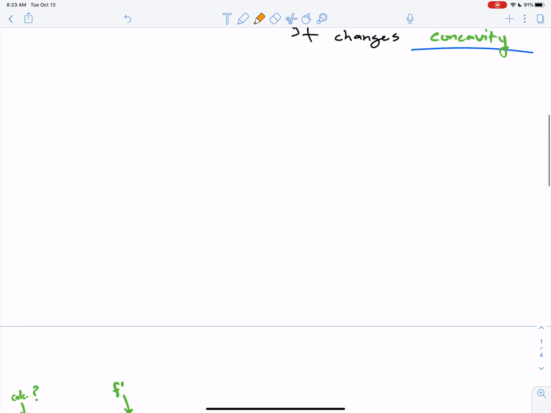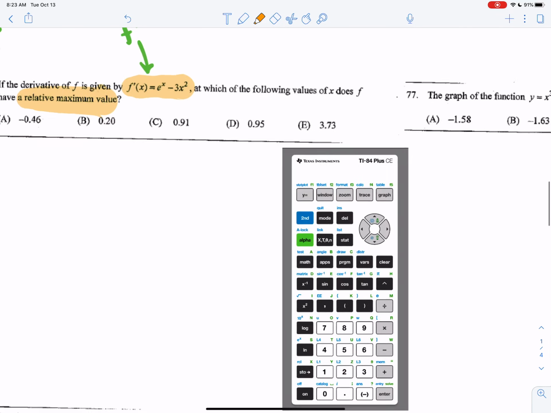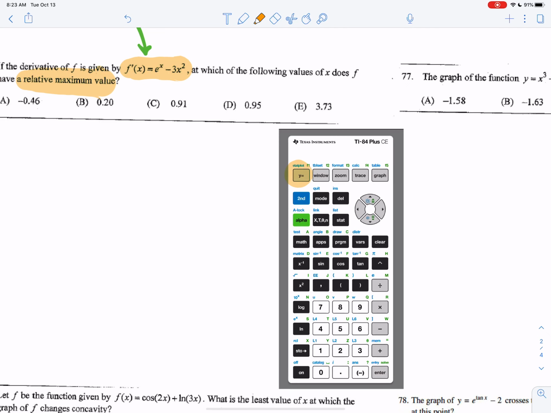So here we go. First thing you're going to do, you're going to go to y equals. Do this with me. You're going to type out the derivative function, which is e to the x. E is somewhere near the bottom where natural log is, but you have to press second, then natural log. That'll give you e to the x. Make sure you jump down from the exponent, minus 3x squared.